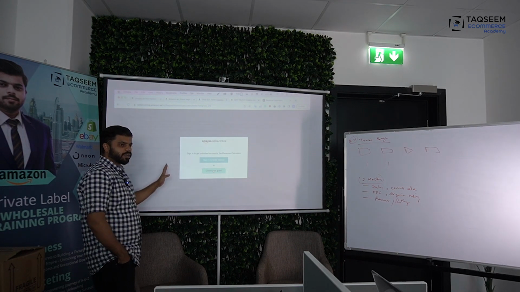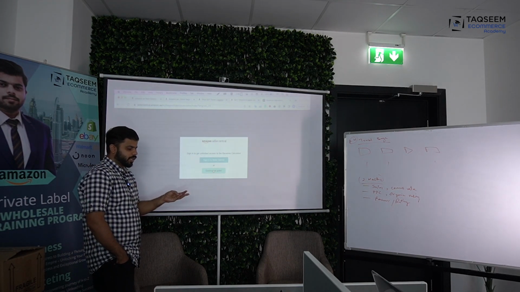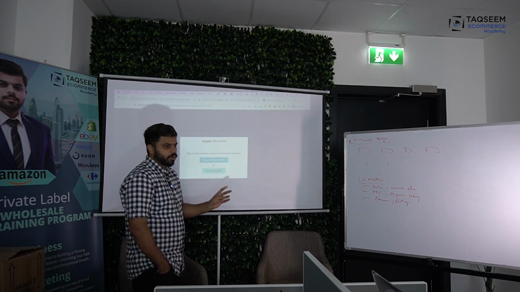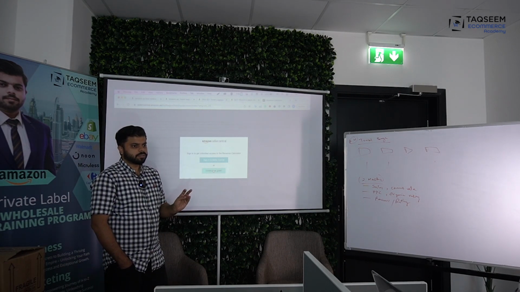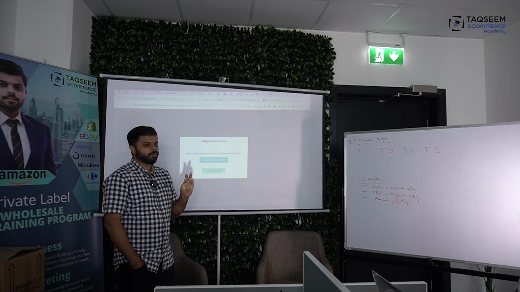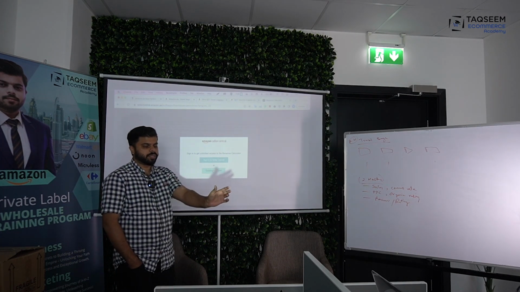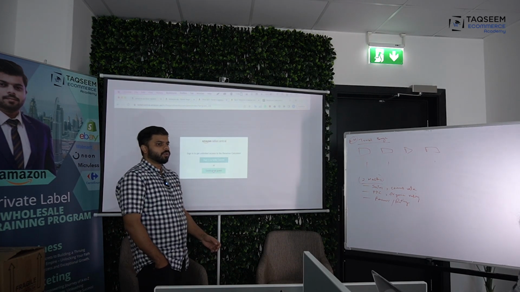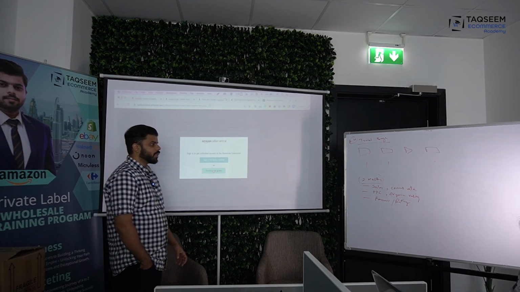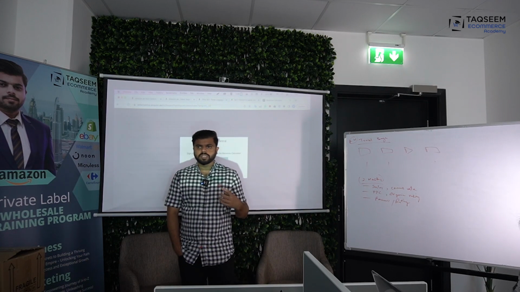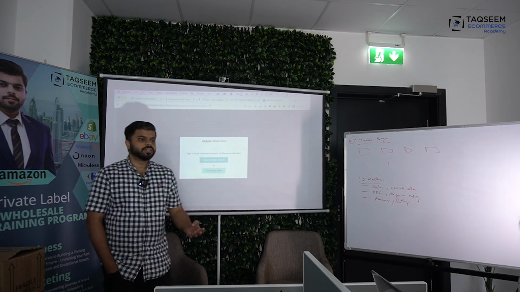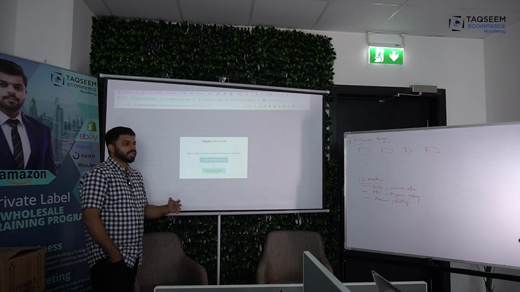So there is a calculator, and mainly there are two kinds of fees involved in it. The first fee is the referral fee, which is a kind of commission. You can write a commission against this. So referral fee is a commission to Amazon. It might be 10%, 8%, or 15%. Okay, so it is totally depending upon the category.